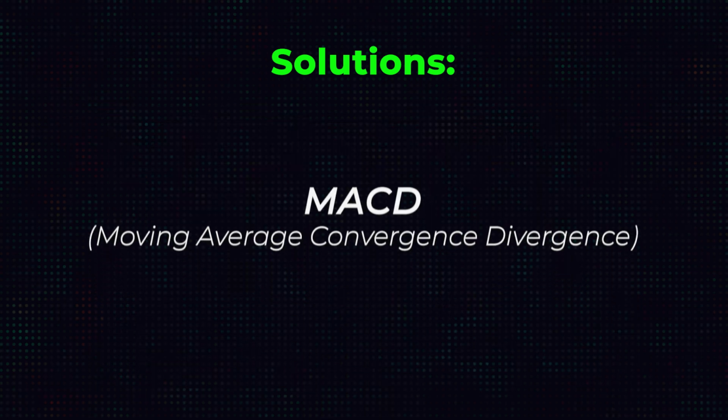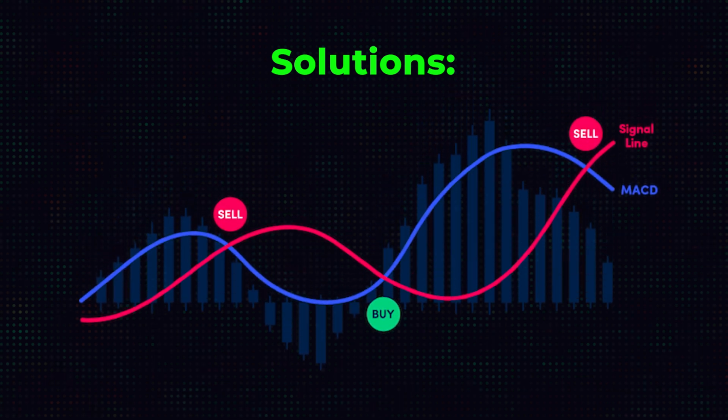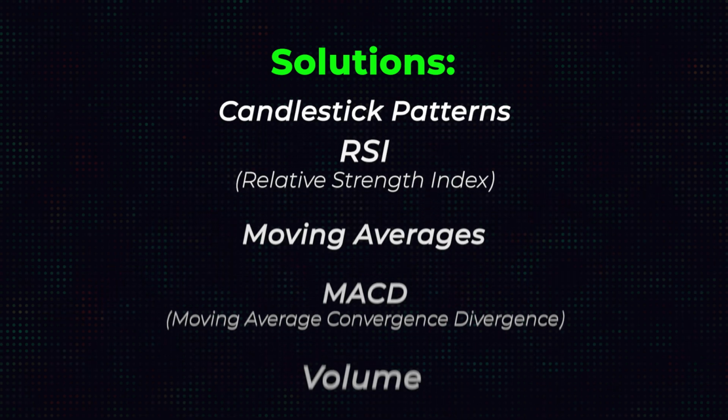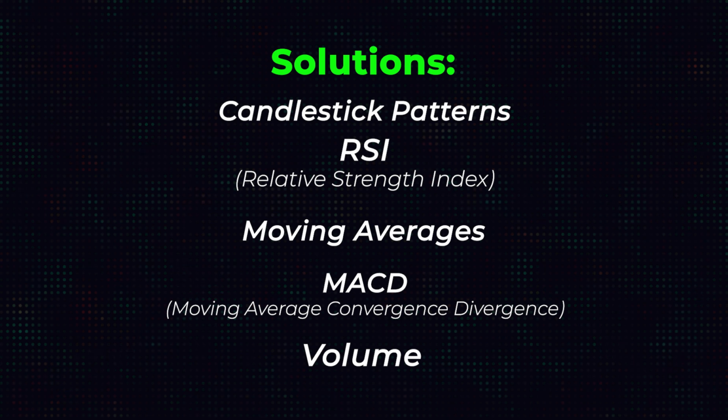The MACD, Moving Average Convergence Divergence, can help confirm momentum. If the MACD shows strong momentum in the same direction as the breakout, it's another sign that the move could be legitimate. By combining chart patterns with these indicators, you can make smarter and more confident trades and avoid some of the common pitfalls that new traders often face.